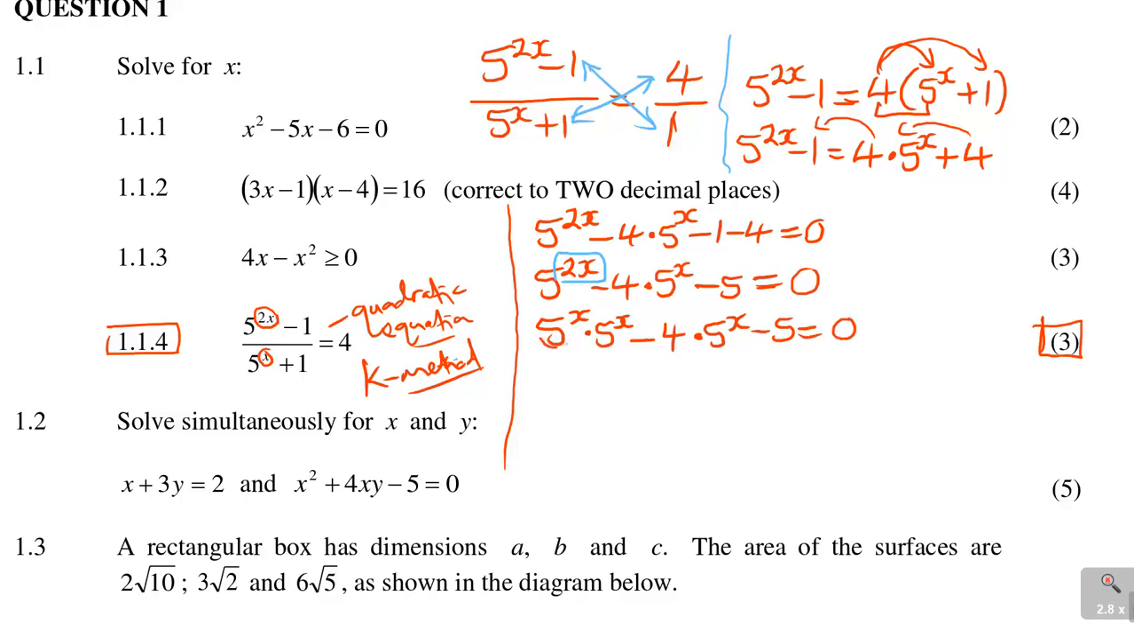Now, that's where I used the k method part here to say let 5 to the power x be equal to k. So what do you have now? Look at it. Where there is 5 to the power x, we put k. So there is a k here, there is a k there, there is a k. So we've got k times k minus 4 times k minus 5 equal to 0. Now which is k squared minus 4k minus 5 is equal to 0.